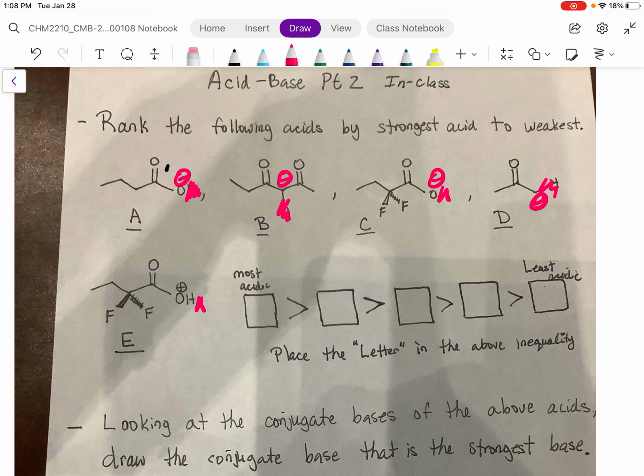And then we would get rid of the positive charge. Now it's just a carboxylic acid. So how are we supposed to analyze this? We look at the conjugate bases and their stability.